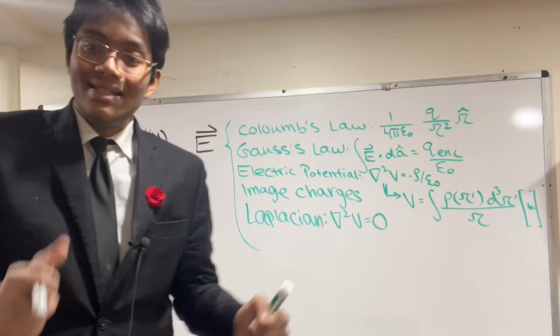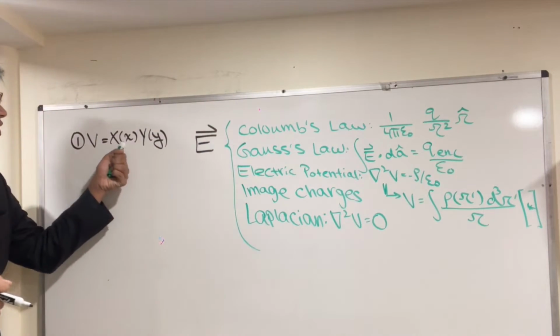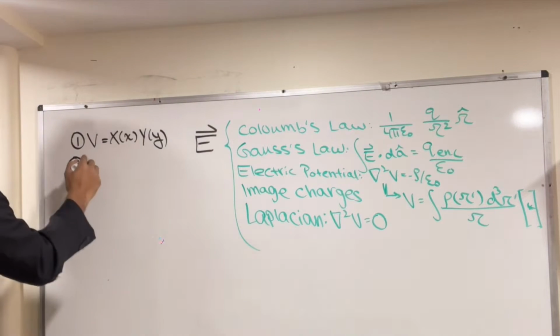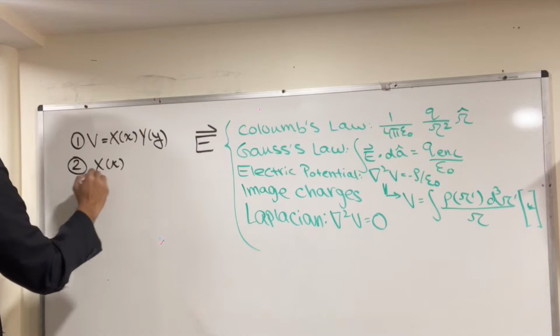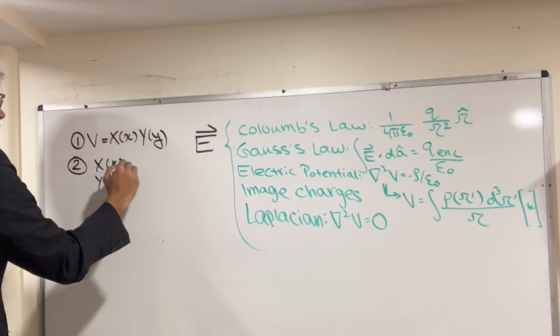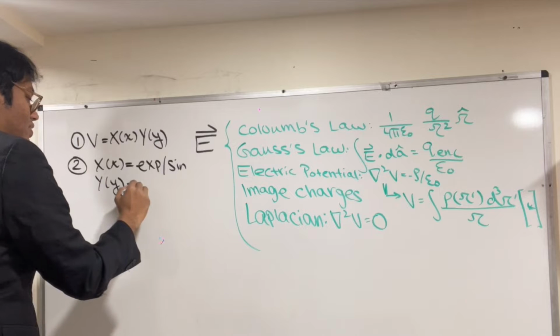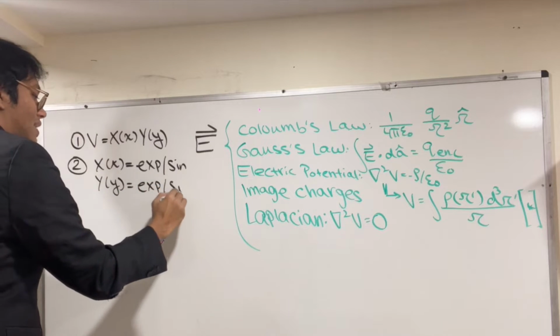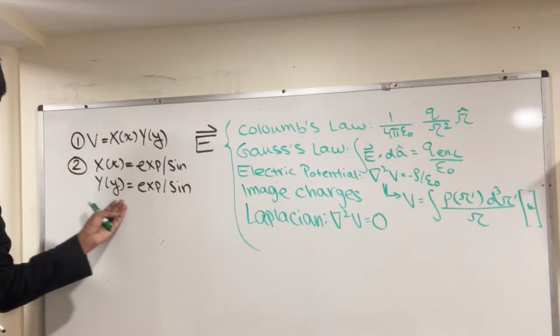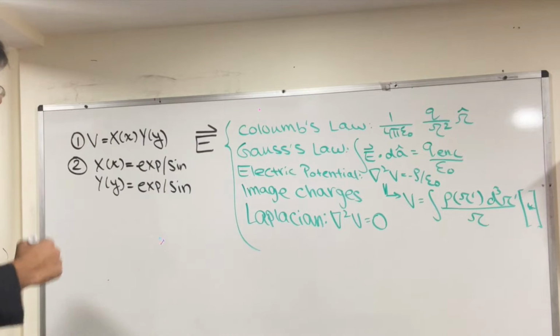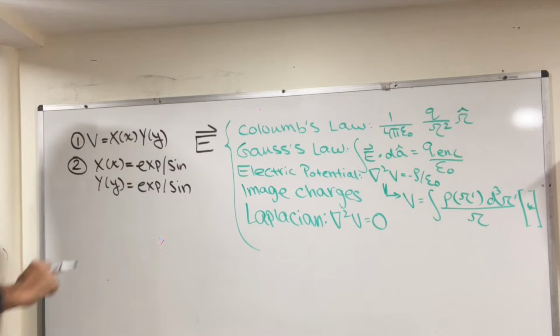Chop it, slice it and dice it into a function of x and a function of y. After plugging that in, we figured out that X of x and Y of y can either be an exponential function or a sine function. And you can also have Z of z if you're in 3 dimensions, which we'll see today. But anyway, I'm keeping it simple in this case.